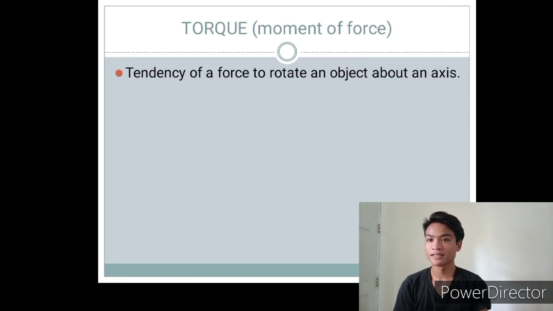Moment of force is the tendency of a force to rotate an object about an axis. A force is a push or pull. Torque is the twist of an object. Yung torque daw po naman is twist ng object. Tapos yung torque is equal sa F times R.